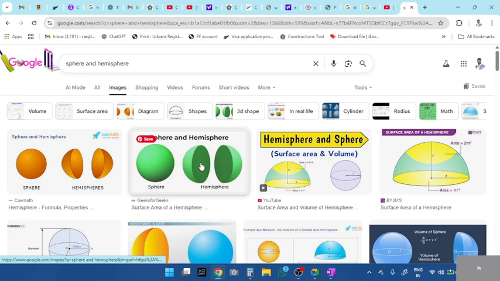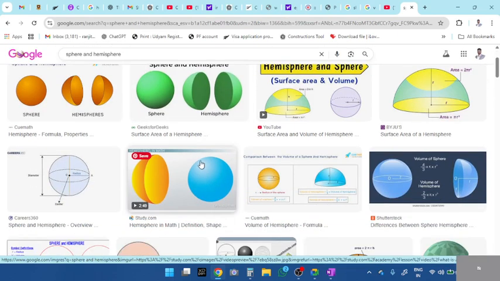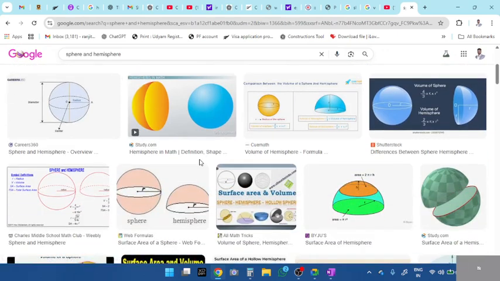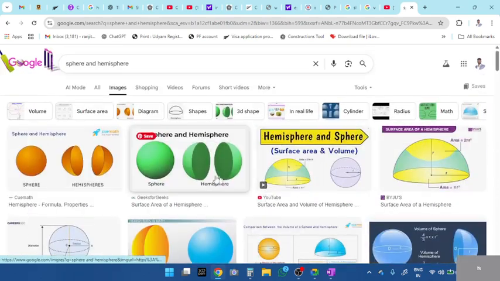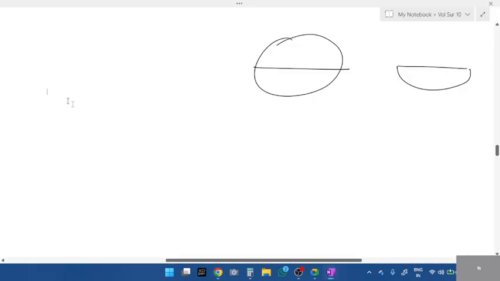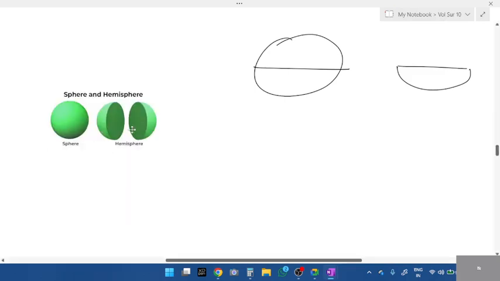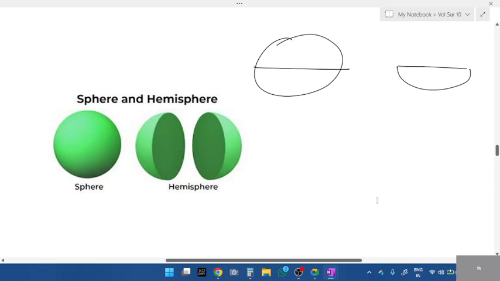Sphere and hemisphere. See, this is the shape of sphere and hemisphere, students. Here, like this. See, so sphere. This is the entire thing.